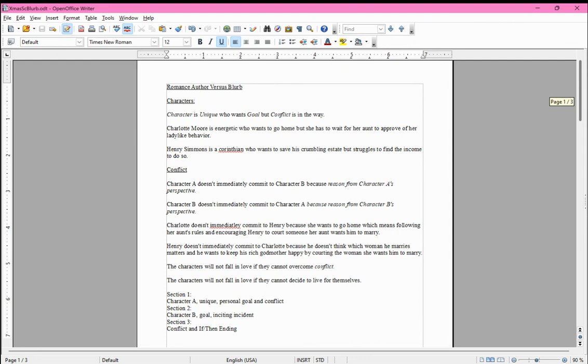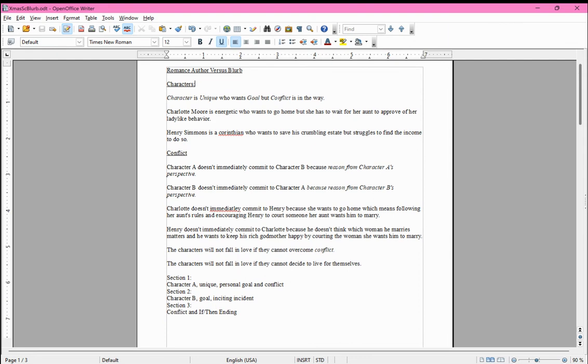So from my book, Romance Author Versus Blurb, I just have some guidelines to help you write a blurb. And I didn't write my how-to because I am just silly and felt like it. I did it because I legit needed a way to write my own blurbs, and this is how I do them. So I start with the characters.